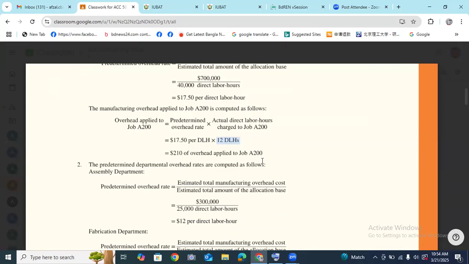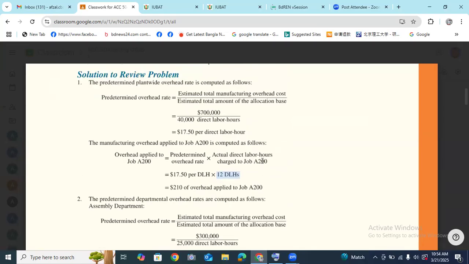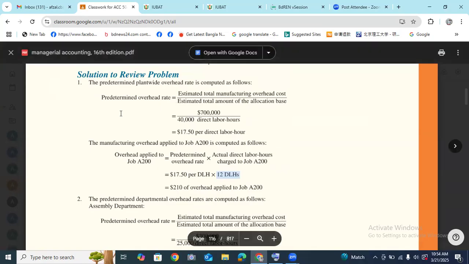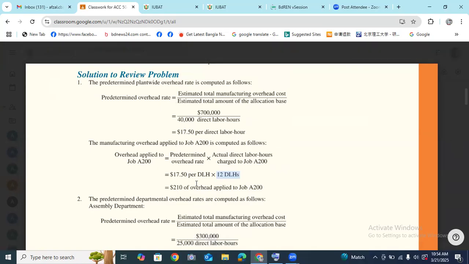Okay. We know the overhead cost here is 210. All of you understand how to determine overhead cost for job A200? Yes, sir. All of you got this? Yes, sir. Okay, very good.